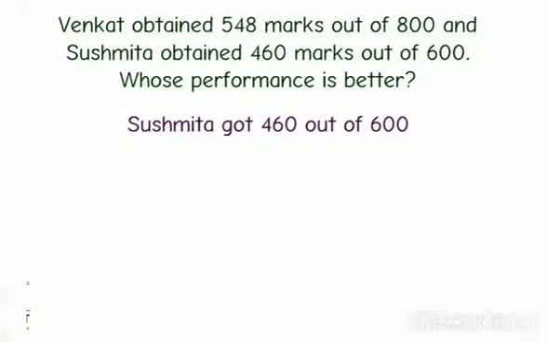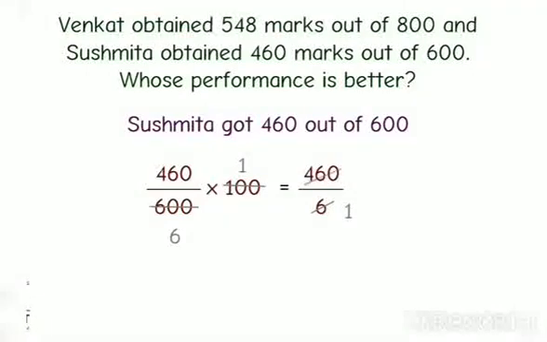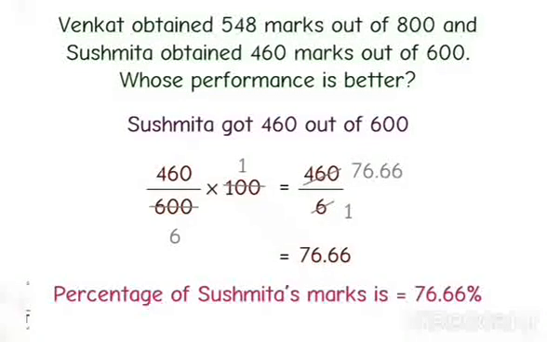Now we calculate what percentage of marks Susmita obtained. Susmita got 460 out of 600. So write it as a fraction, 460 upon 600, then multiply by 100. After cancellation, 460 upon 6. So we get 76.66. Therefore, the percentage of marks obtained by Susmita is 76.66%.